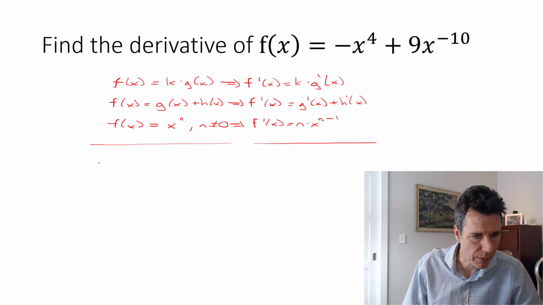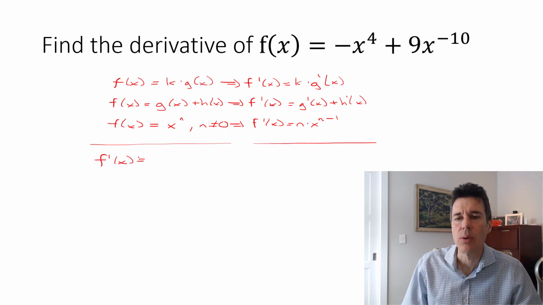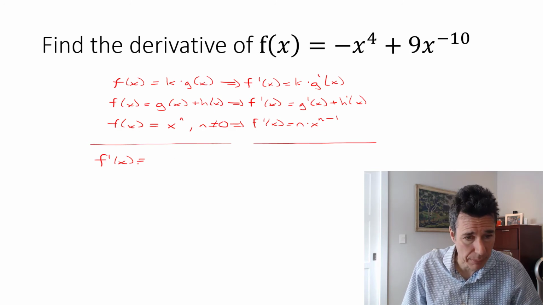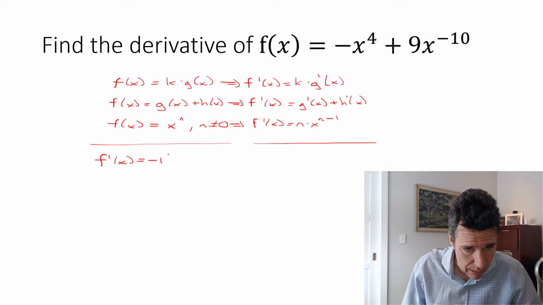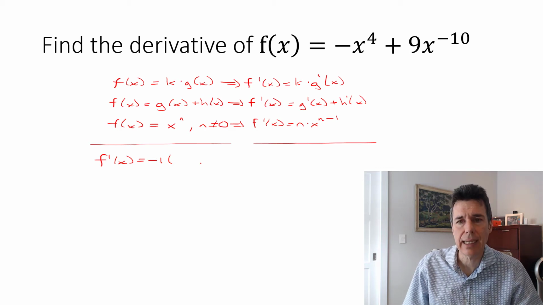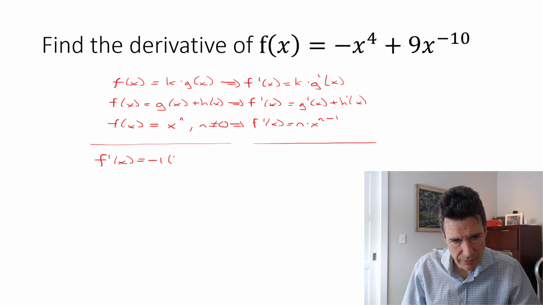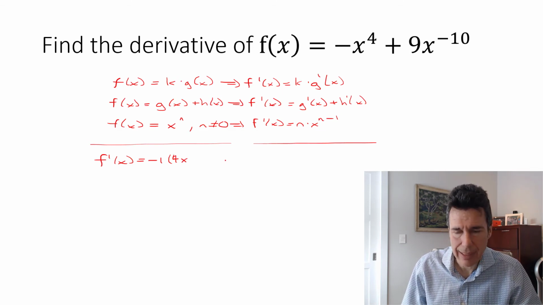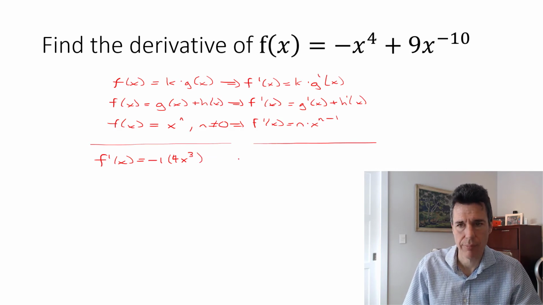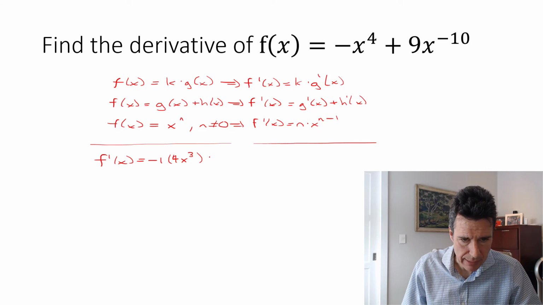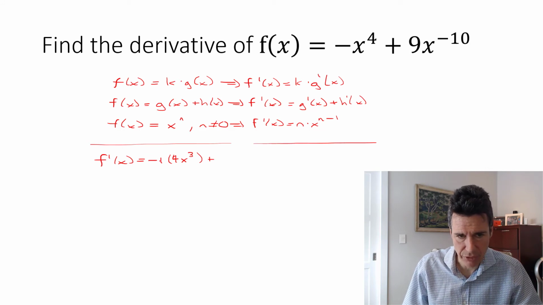So we're going to take the derivative. We want to find f prime of x. We've got that minus 1 in front, the minus sign, so that's our k. So we get minus 1, just write it out explicitly, times the derivative of x to the 4. We bring the exponent down, so that's 4 x to the power 4 minus 1, which is 3. Plus, so that was the derivative of the first term.